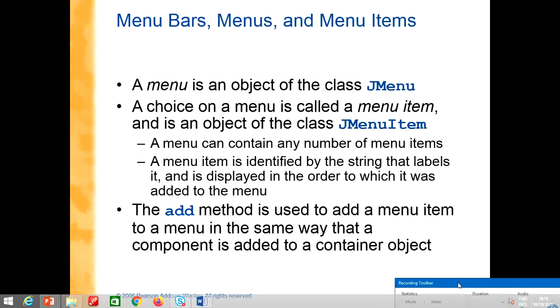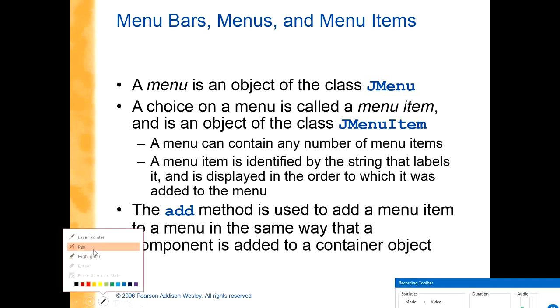Alright, so menu is an object of the class JMenu. So menu belongs to the class JMenu. A choice on a menu, for example, File is a menu, and under File we have cut, copy, paste or new, open, save. These are called the menu items. So a choice on a menu is called a menu item, and a menu item is an object of the JMenuItem class. A menu can contain any number of menu items. There is no limit. A menu item is identified by the string that labels it, and it is displayed in the order in which you add it to the menu.